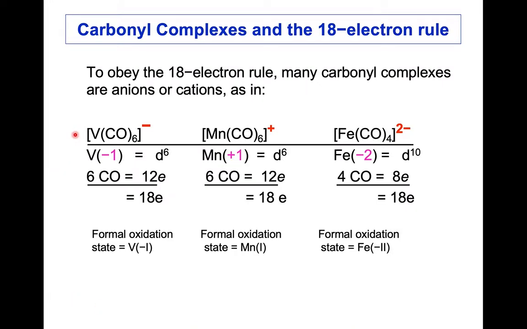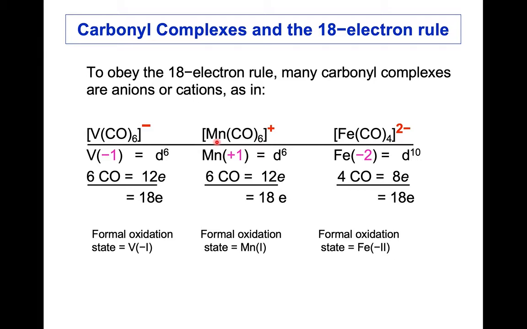The metal can be more complicated, so I don't want to imply that they can only be these 0-valent metals. But to obey the 18-electron rule, many carbonyls will form anions or cations, such as vanadium. Vanadium 0 is a d5 metal. When it accepts an additional electron, it becomes a d6 metal. Vanadium with a -1 charge brings 6 electrons, and then 6 COs bring in 12 electrons for a total of 18 electrons. Again, the vanadium has a formal oxidation state of -1.